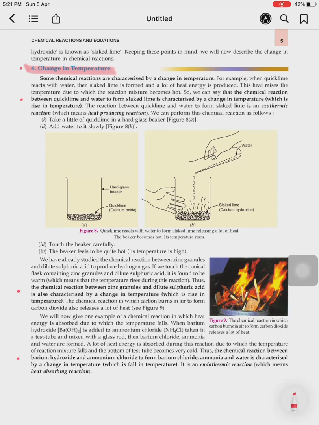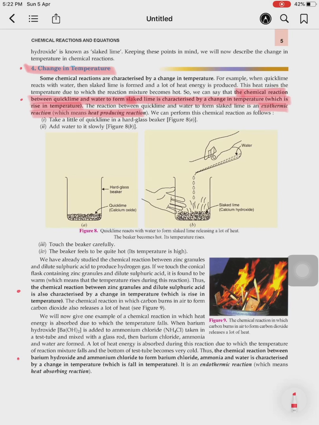You are aware that there are two types of processes. First is exothermic process and the second one is endothermic process. In exothermic process, energy is evolved, and in endothermic process, energy is absorbed. So the first example is the chemical reaction between quicklime and water to form slaked lime, characterized by a change in temperature, which is rise in temperature, and this process is called an exothermic reaction, in which heat is produced.